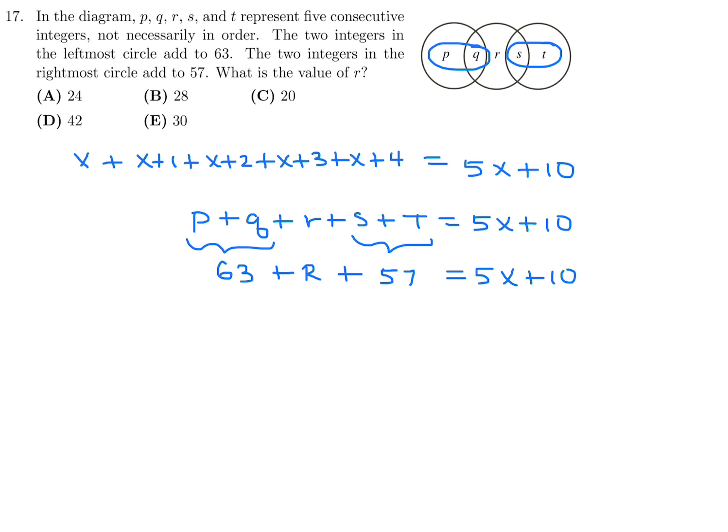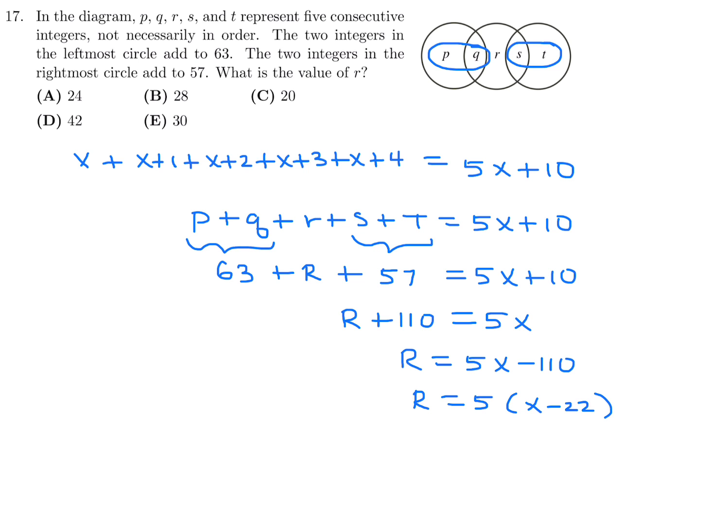So simplifying everything, I will get 5x is equal to 120 minus 10, 110. So R plus 110. Let me isolate for R. If I do, I get 5x minus 110. And then factor out a 5, 5 times x minus 22. So again, I got to do inspection here. Well, one thing is for sure is that R is some multiple of 5 because it's 5 times something.